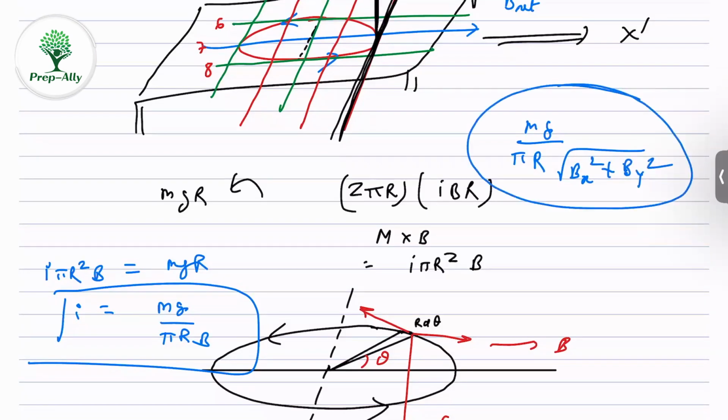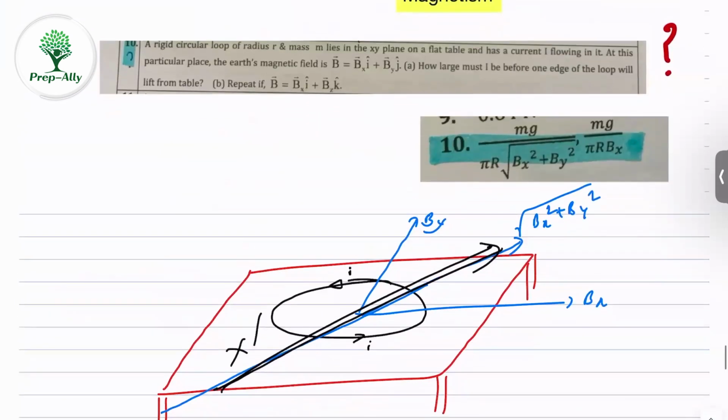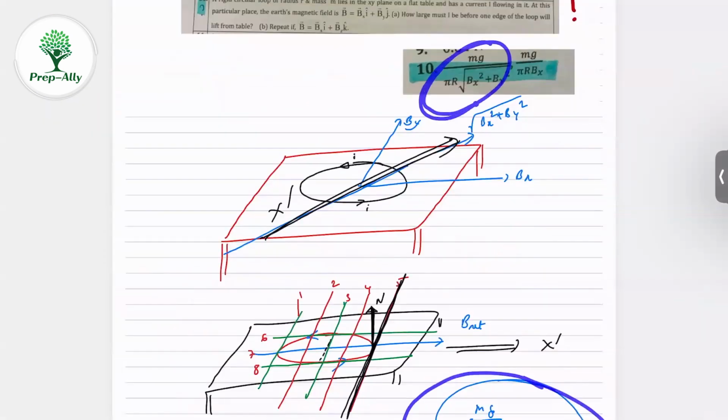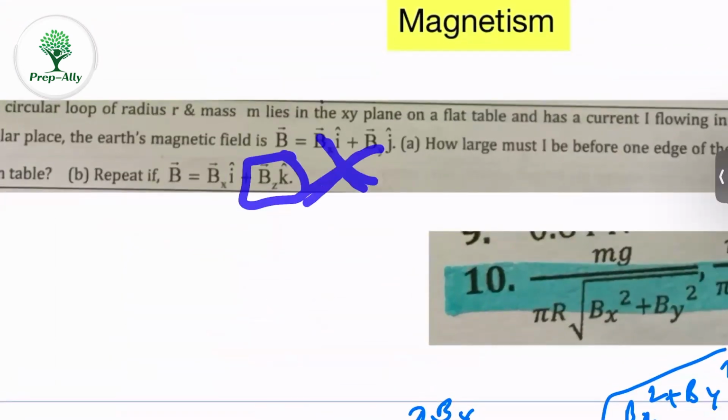Is that clear? Yes, sir. mg by pi r B, yeah, same thing we are getting. The total magnetic field in the plane matters. Perpendicular to the plane doesn't matter. In some of the options there is a perpendicular component also, so we'll leave this. It's a stupid thing.